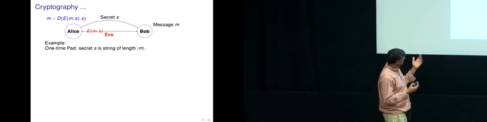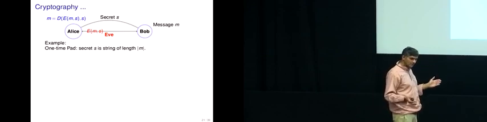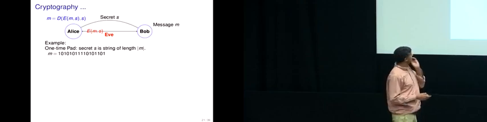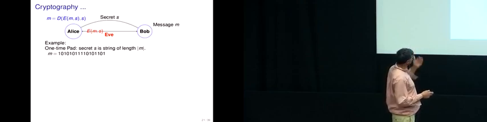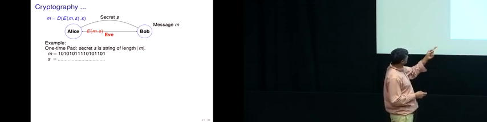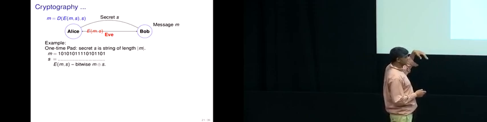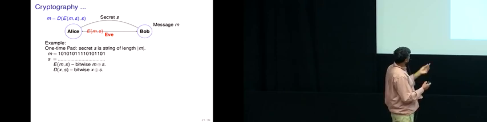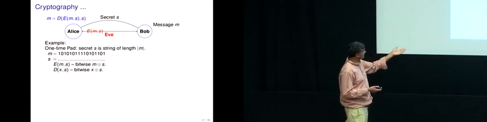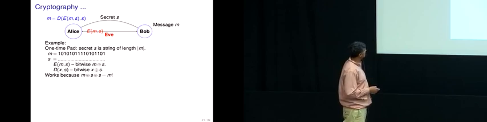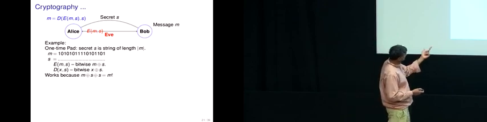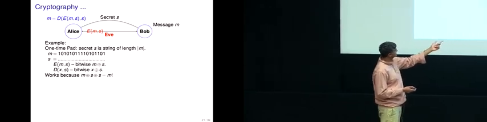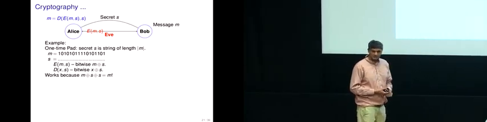So here's an example. There's a one-time pad. You take a secret S of length M. You share it. Bob and Alice know it. Nobody else knows it. That's a bit string. And say the message is some bit string. What Bob does is he bitwise exclusive ORs it. And Alice bitwise exclusive ORs the message she gets. It works because the message exclusive ORed with the secret twice gives you the message back. Very cute idea.